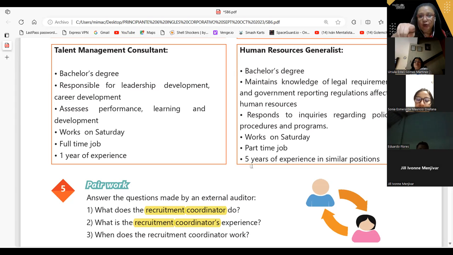Talent management or human resources generalist? Okay, what is the human resource generalist experience? Five years experience in similar position. You have to ask the question. You don't have to answer. Usted tiene que hacer la pregunta. Alguien más le va a contestar. Okay, ask the question. Miss, haga la pregunta. What is the human resource generalist experience?